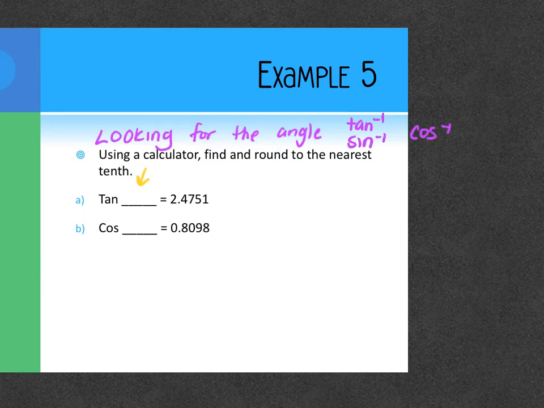So in this example, I literally say tangent -1 of 2.4751. If your calculator stores the word tan, then you type it in exactly like that. Second, tangent, 2.4751, and hit enter. And you get 68.0 degrees. If your calculator doesn't store the word tangent, then you're going to do it in the reverse: 2.4751, second tangent.